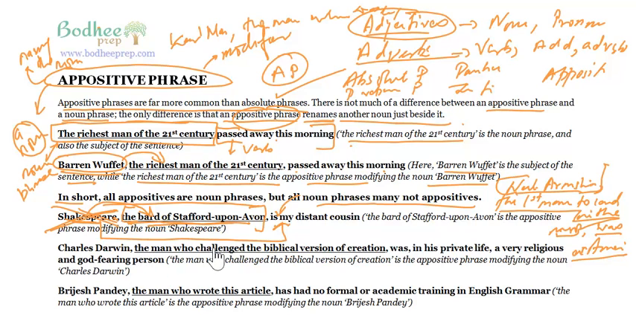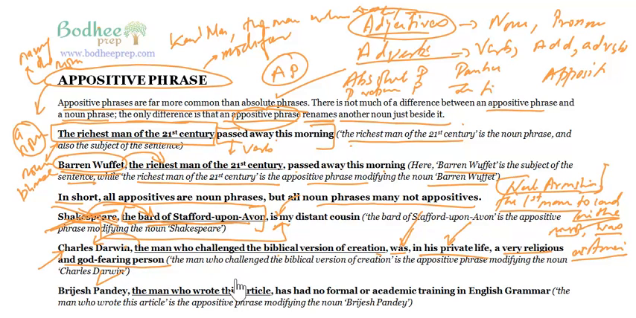Charles Darwin, the man who challenged the biblical version of creation, was in his private life a very religious and God-fearing person. So the subject is Charles Darwin, and the verb is was. Charles Darwin was a very religious and God-fearing person. And then you have modifiers. The first modifier modifies Charles Darwin, the man who challenged the biblical version of creation, and then we have another modifier. It's a pause, basically. Was in his private life a very religious and God-fearing person.